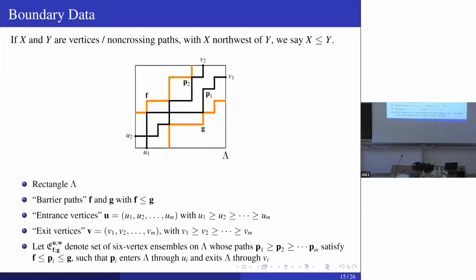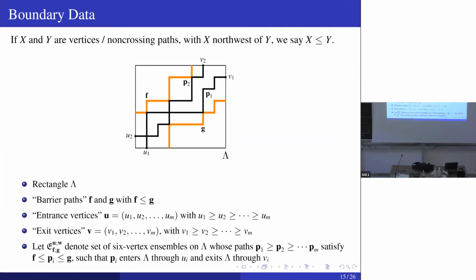Okay, so to do this, I'll need a little bit of notation on boundary conditions. We'll let X and Y denote either vertices or paths such that X is northwest of Y. In terms of vertices, it literally means that the vertex X is northwest of the vertex Y. In terms of paths, it means that every vertex on X is northwest of the corresponding vertex on Y. We'll say that X is less than or equal to Y.